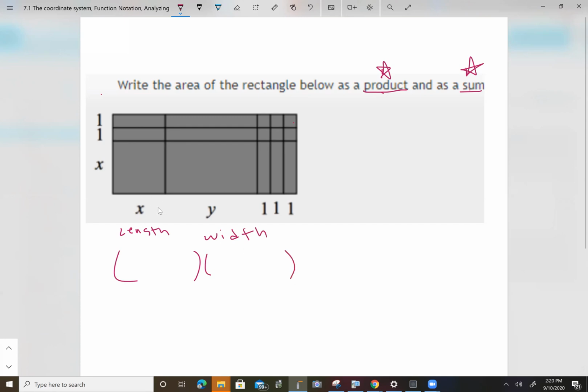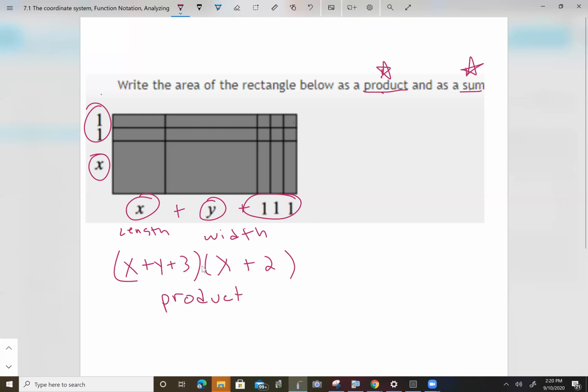Okay, so let's look at the longer side. The longer side, I have an x plus a y plus 3 ones. So that's just going to be x plus y plus 3. Then the width is just going to be x plus 2. So that is how we write the area of this rectangle as a product, which means we're multiplying the length and the width.